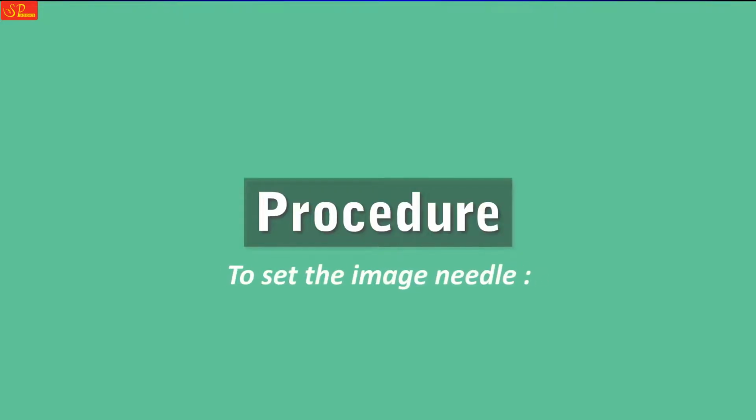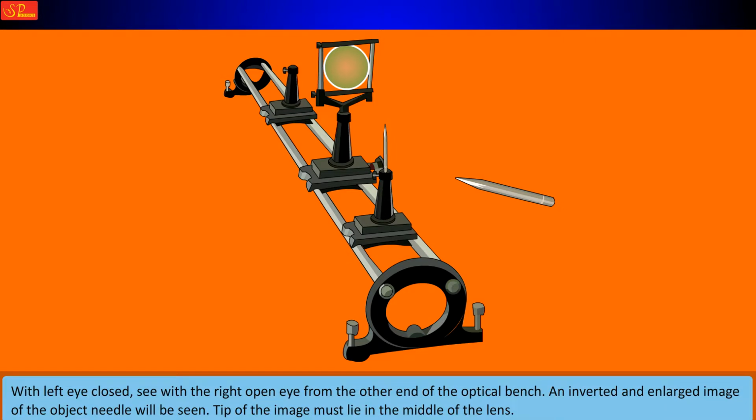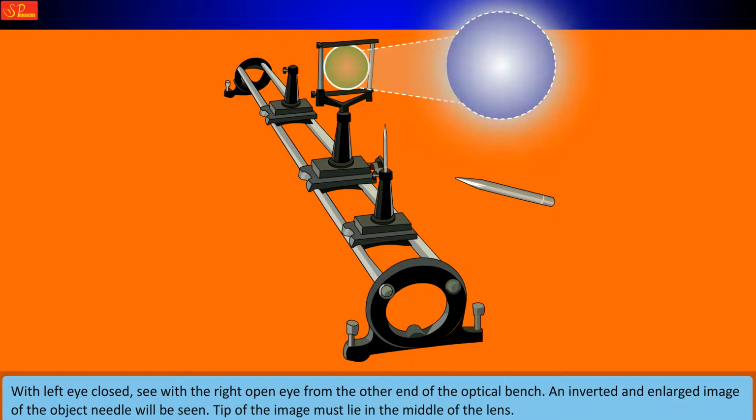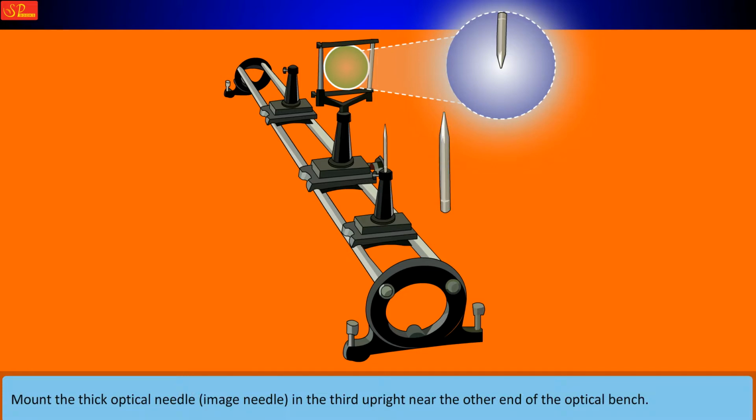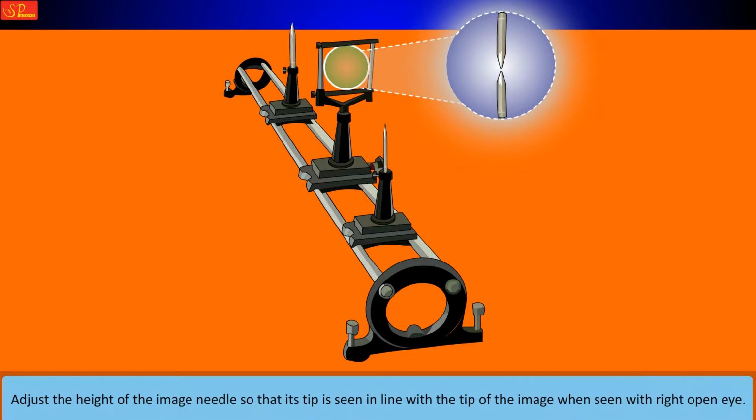To set the image needle, with the left eye closed, see with the right open eye from the other end of the optical bench. An inverted and enlarged image of the object needle will be seen. The tip of the image must lie in the middle of the lens. Mount the thick optical needle, the image needle, in the third upright near the other end of the optical bench. Adjust the height of the image needle so that its tip is seen in line with the tip of the image when seen with the right open eye.